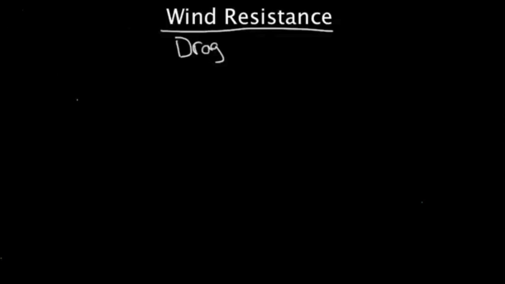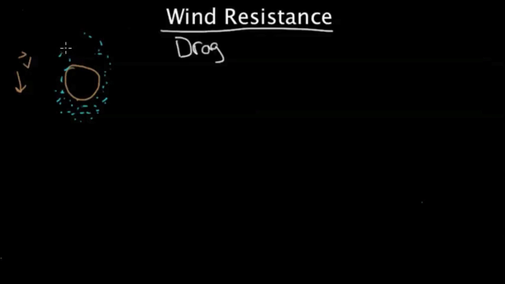So let's see if we can draw a little diagram and see what's going on here with wind resistance. So if I have a ball and it's falling, then it's going to have a downward velocity, v. And as it's falling, it needs to fall through air. So these dots here are representing air particles. And as it's falling through this air, it needs to push the air out of the way. So these air particles get pushed out of the way. And we can see what's going on here.